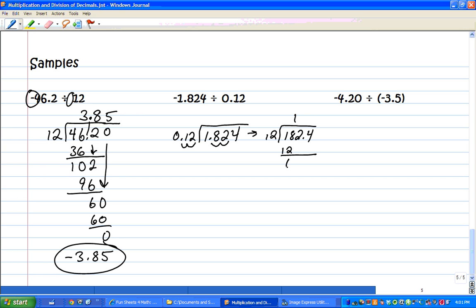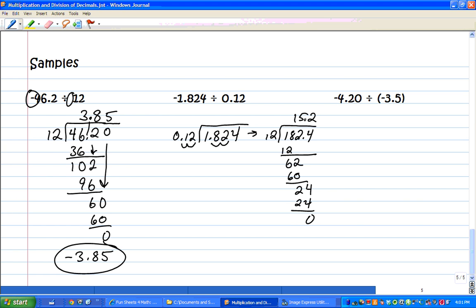12 goes into 18 one time. It's 12, subtract, I get 6, bring the 2 down. 12 goes into 62 5 times. 5 times 12 is 60. Subtract, I get 2. Bring the 4 down. 12 goes into 24 2 times. 2 times 12 is 24. And I'm done. Decimal straight up into your answer.